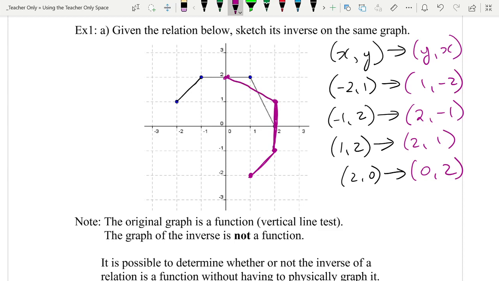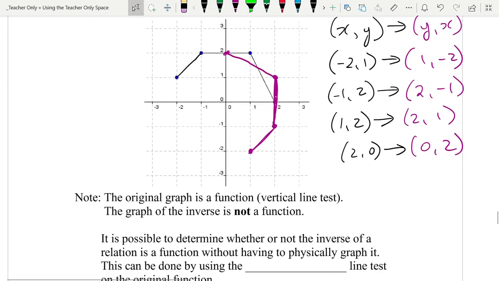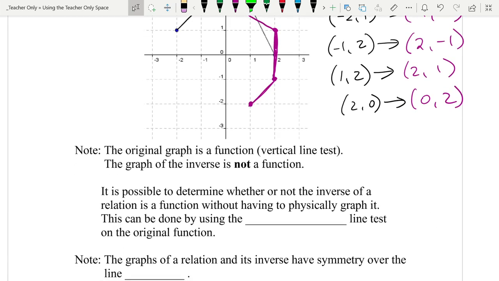Note, the original graph is a function, right? The vertical line would never cross that black line more than once. The graph of the inverse is not a function. It is possible to determine whether or not the inverse of a relation is a function without having to physically graph it. This can be done by using the horizontal line test on the original function.